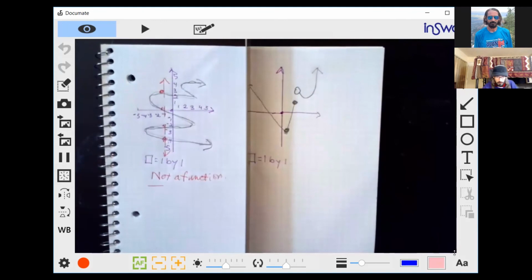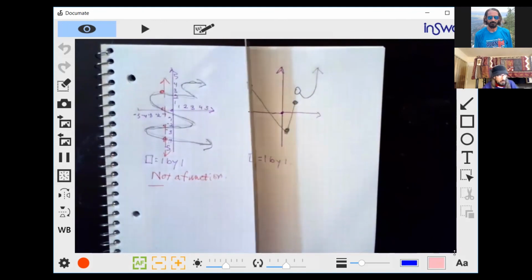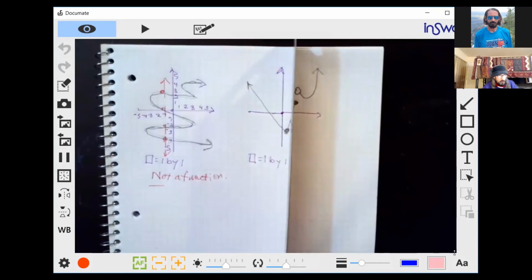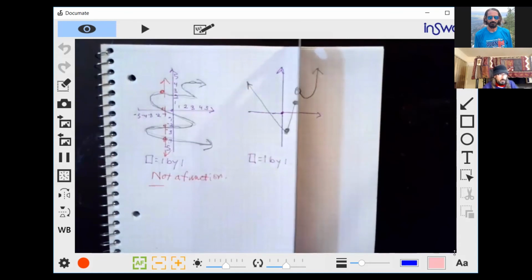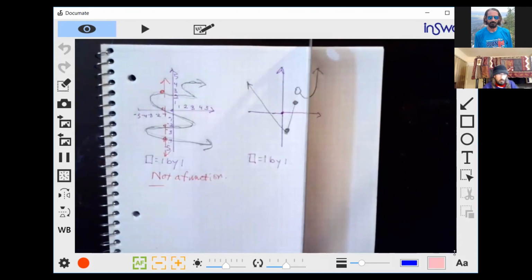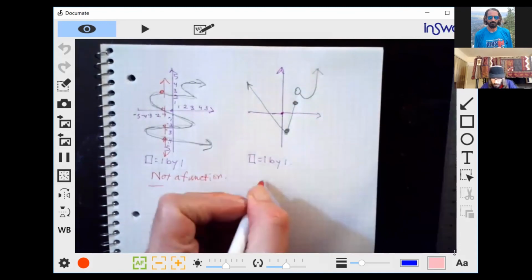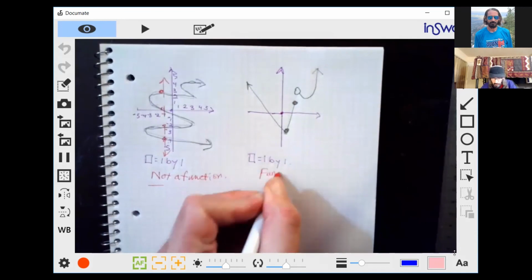And so as we're moving along, it's never crossing more than once. Even here, it's not crossing more than once because the open circle is not included. And as we keep going, it's never crossing more than once. And so that one is an example of the graph of a function.